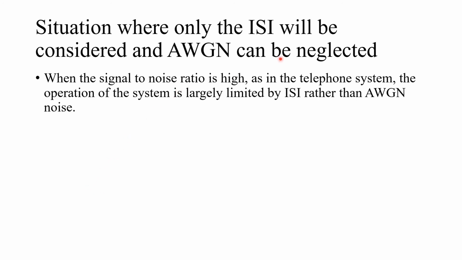The situation where the ISI can be considered alone and the AWGN can be neglected. When can we neglect the noise? That is, if the signal to noise ratio is high, as in a telephone system, the operation of the system is mainly limited by the ISI alone. So in that case we can just ignore the AWGN noise parameter, the n(t) that we just saw in the previous equation.